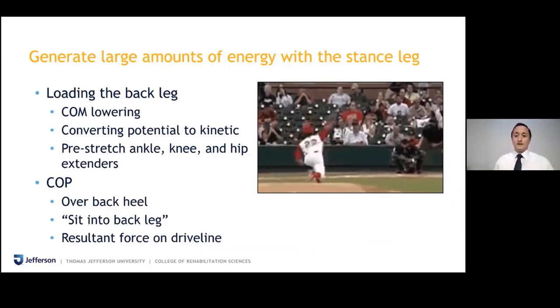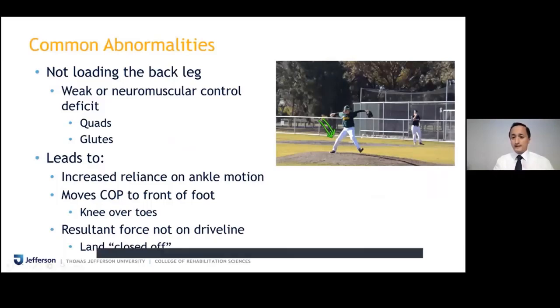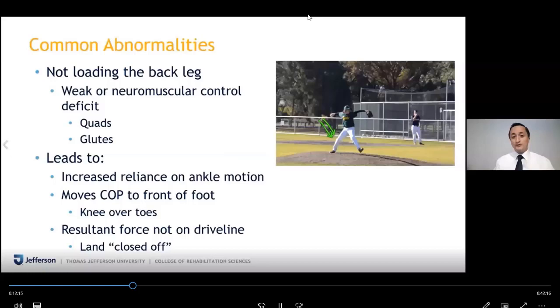The common abnormality we see here is that they're not loading their back leg. You can see this individual is almost at stride foot contact, right? They're about to contact, and they didn't lower that leg at all. They're in a very upright, vertical position, and they're really not capitalizing on an area of energy creation that could really benefit them. So there are a couple of reasons why we see this.